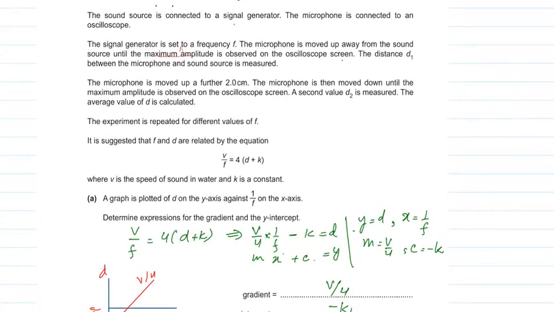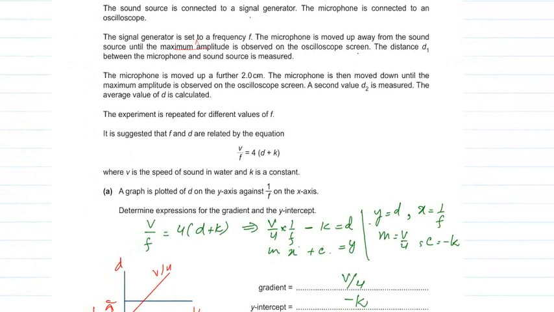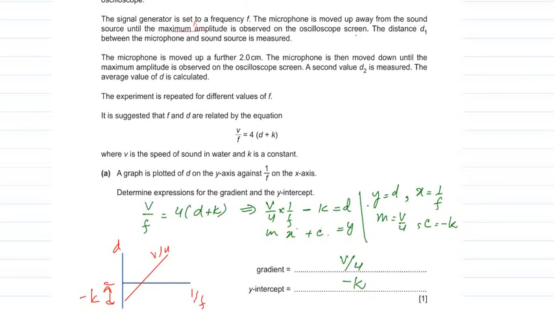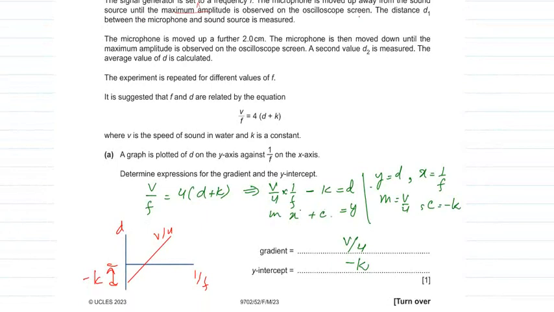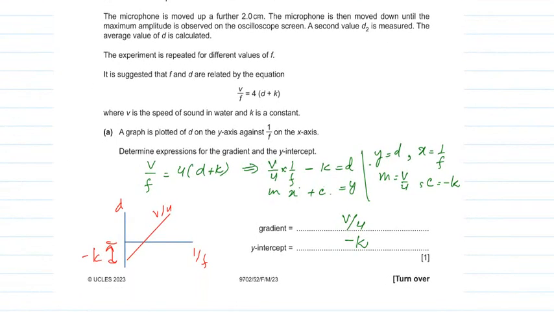Here is the equation: v over f equals 4d plus k, where v is the speed of sound in water and k is a constant. The question is, a graph is plotted of d on the y-axis against 1 over f on the x-axis. Determine expressions for the gradient and the y-intercept.